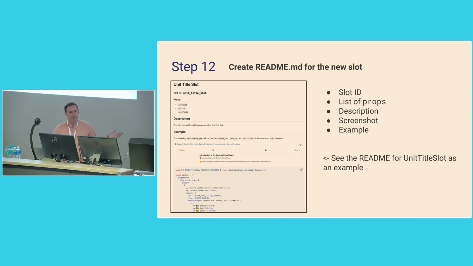And these are all the things that your README should include: the ID of the slot, the props that are passed into it, a description, just explain to people what it does, include a screenshot. So that's very helpful for people to understand it at a glance. And then give an example of the use case to justify why we have this plugin slot. And once you have that, you're ready to open a pull request and add your plugin slot to the MFE.